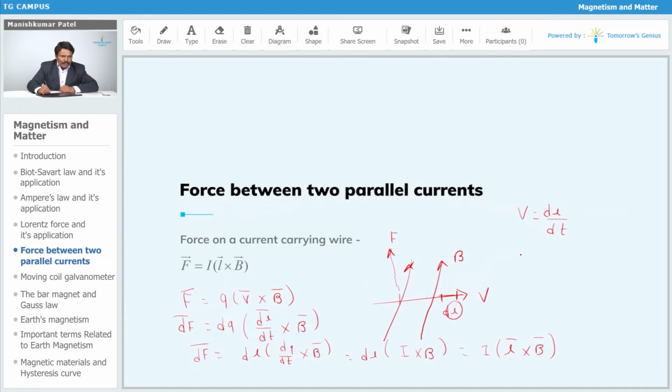Again, there are a few cases. For example, if I consider F = Q V bar cross B bar, which I can write as QVB sine theta. If theta is equal to 0, the angle between V and B, then the force is also 0. Again, if I consider theta equal to 90 degrees, then definitely that force is maximum, which is QVB. So this is the value of your maximum force which will act on that current carrying conductor when velocity and magnetic field are perpendicular to each other.